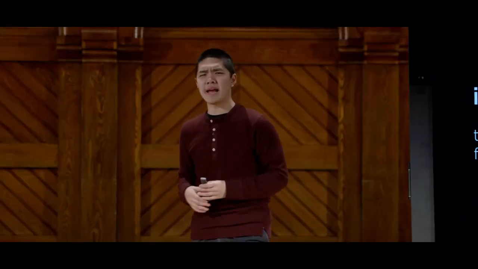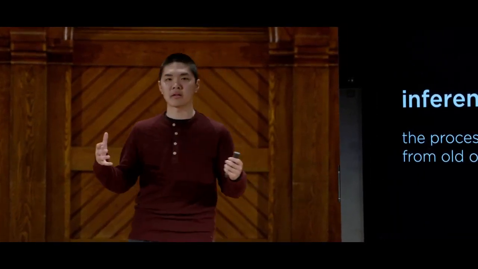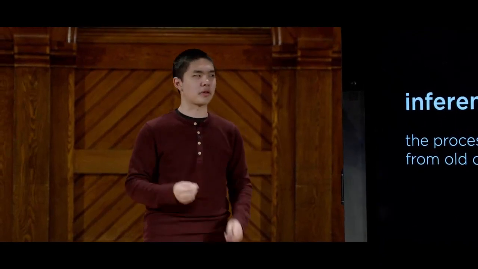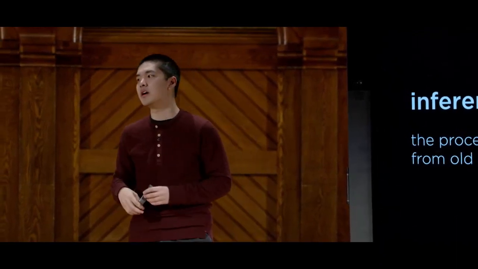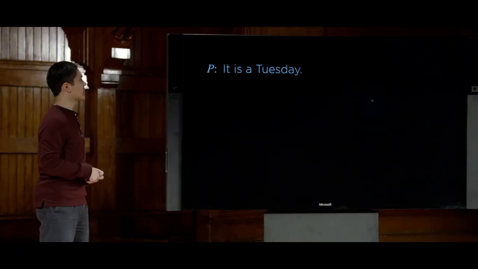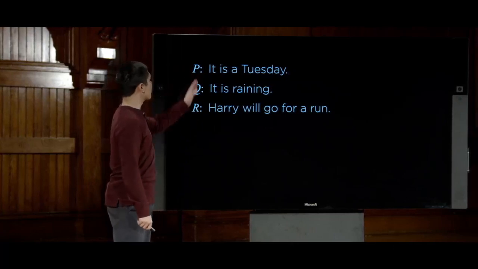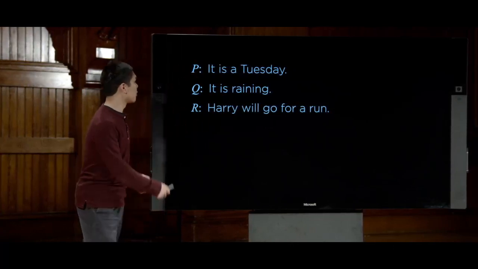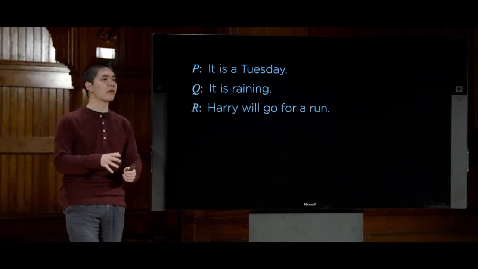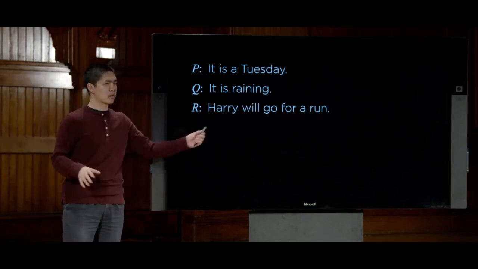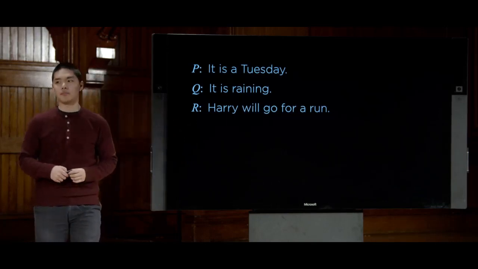So let's take a look at an inference example to see how we might actually go about inferring things in a human sense before we take a more algorithmic approach to see how we could encode this idea of inference in AI. And we'll see there are a number of ways that we can actually achieve this. So again, we'll deal with a couple of propositional symbols. We'll deal with P, Q, and R. P is it is a Tuesday. Q is it is raining. And R is Harry will go for a run. Three propositional symbols that we are just defining to mean this. We're not saying anything yet about whether they're true or false. We're just defining what they are.